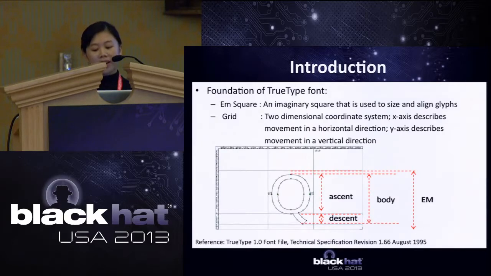The outline of the characters or glyphs in TrueType fonts are made of straight line segments and quadratic Bezier curves. In creating the glyph outlines, a type designer uses an imaginary square, which is called the M square, typically as shown in the picture in the slide. The M square encloses the capital Q. The grid is a two-dimensional coordinate system, where the x-axis describes movement in the horizontal direction, and the y-axis describes movement in the vertical direction.